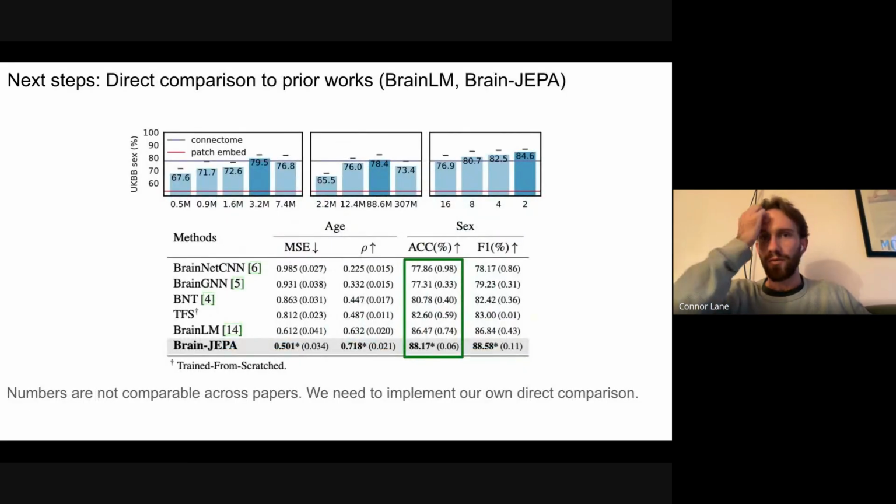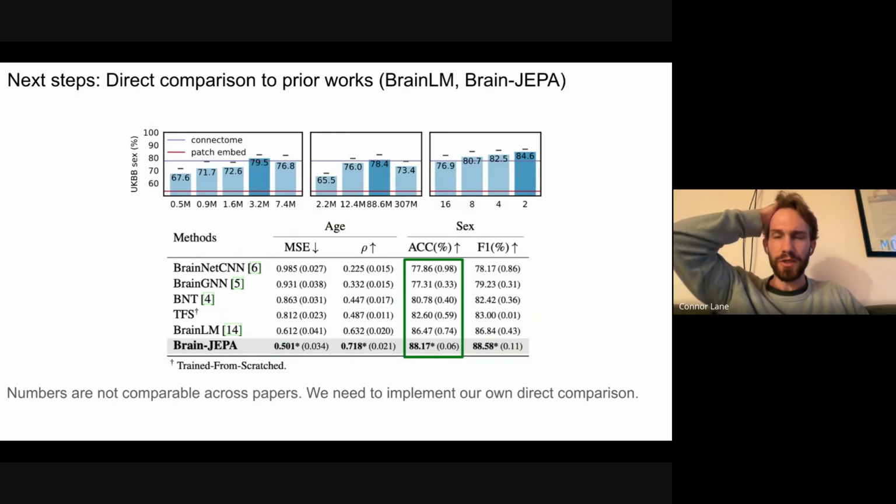Okay, the next thing we need to do is have better direct comparison to previous works. So I was describing the comparison between our current results on the UK Biobank sex classification versus some of these prior works like BrainLM and BrainJEPA. And the numbers, if you compare them directly, are sort of in the vicinity. We're not doing quite as well, but we're beating some of the earlier methods.